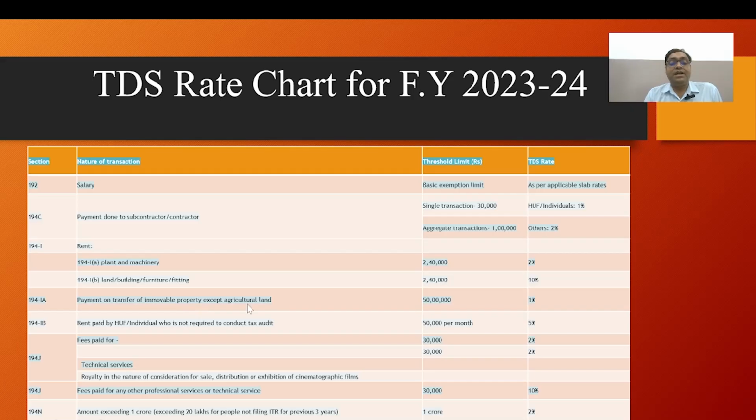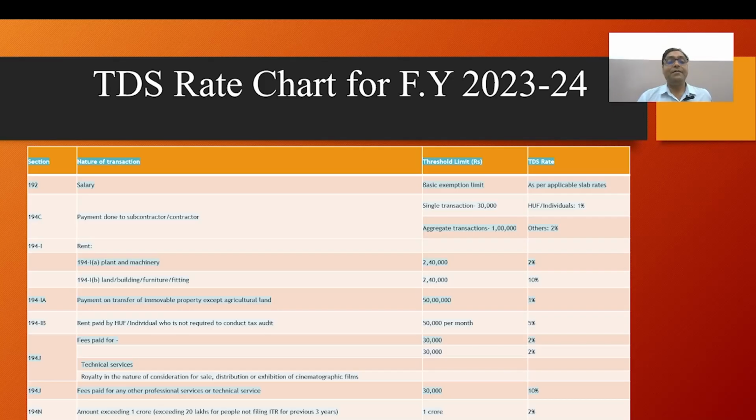Payment on transfer of immovable property except agricultural land, 50 lakh rupees, is 1%. Rent paid by an HUF or individual who is not required to conduct a tax audit, above 50,000 rupees per month, is only 5%. TDS rates also apply to technical service, royalty, construction, and fees paid to professional services. Here I am talking about sections 192 to 194N.